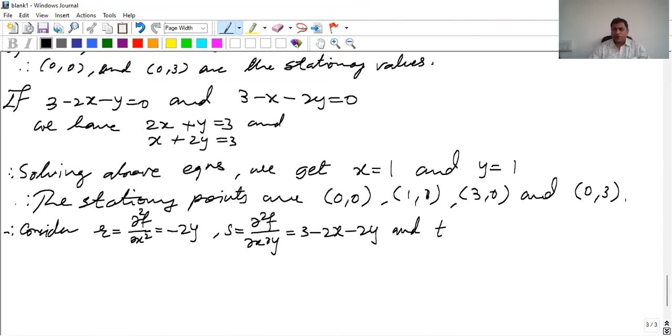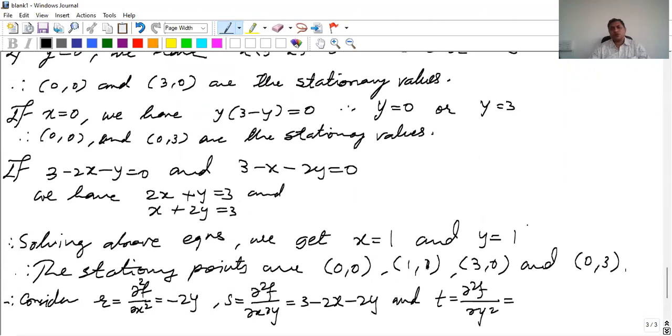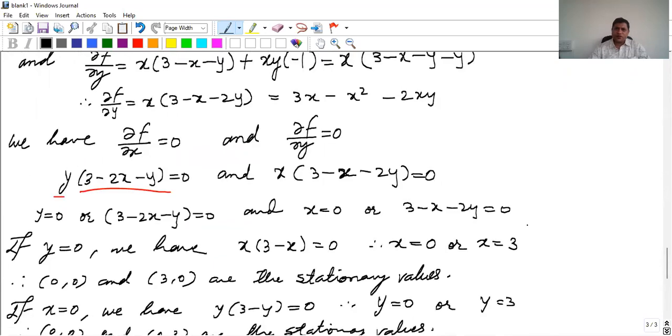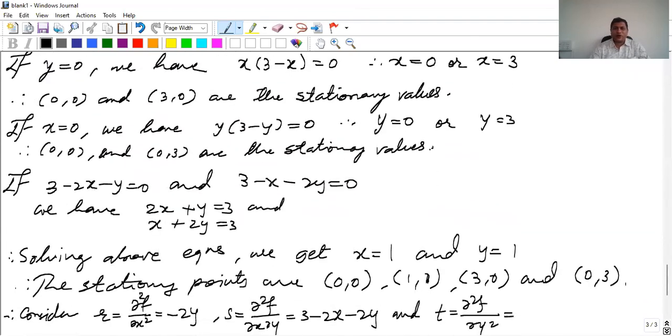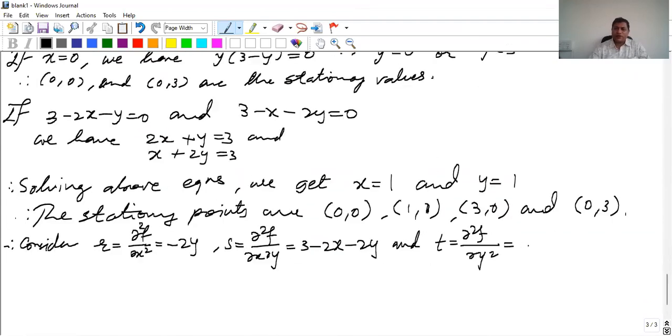And what will we have for T? T is ∂²f/∂y². That's what we have. Now we have to differentiate this term again with respect to y. What will be the derivative? Minus 2x. Correct. So this is going to be minus 2x. And these are the points. So let us try these points.